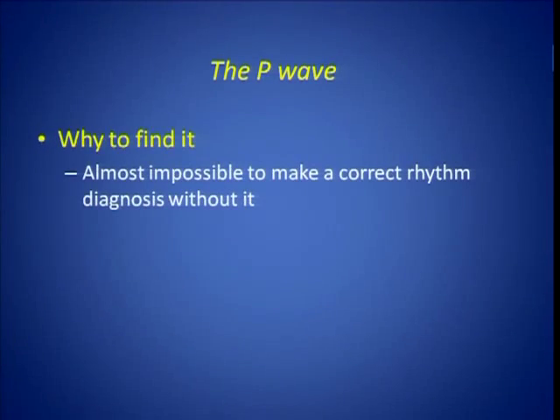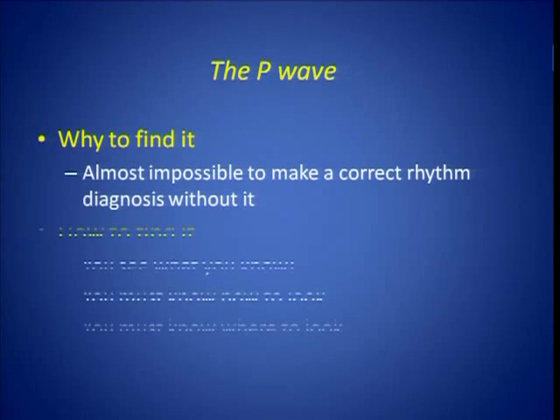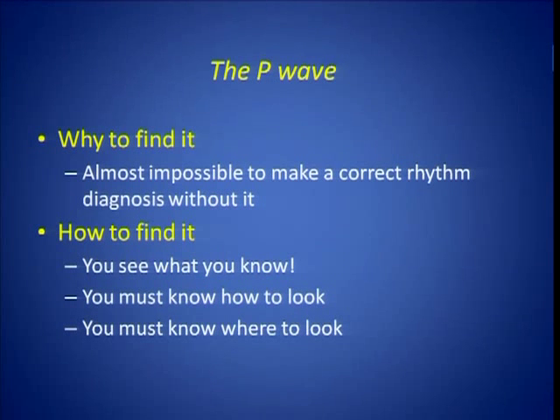Okay. So you have to find the P wave and you have to analyze the P wave. It's almost impossible to make a correct rhythm diagnosis without trying to look for the P waves. In both those incredibly difficult ECGs, you had to find the P waves. So you have to learn how to find them. And one of the biggest mistakes I see is that people see lumps and bumps and say they're P waves. Lumps and bumps aren't P waves. P waves are P waves.